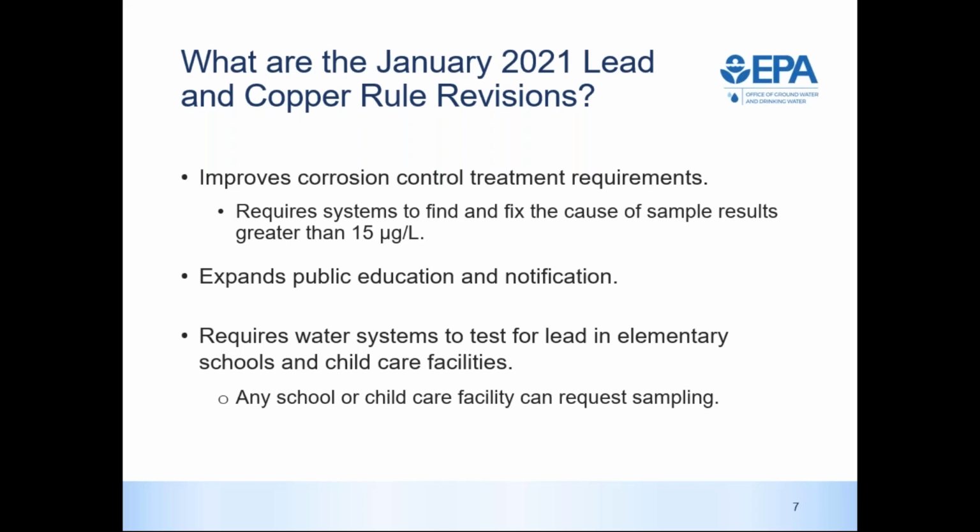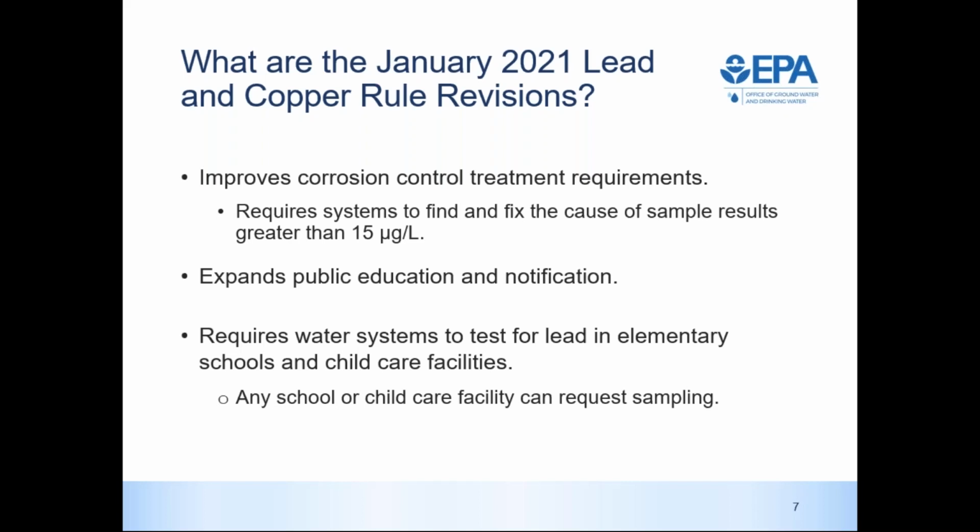The LCRR improves corrosion control treatment requirements and requires water systems to find and fix the cause of lead sample results greater than 15 micrograms per liter. The revision also expands public education and notification. This includes notification within 24 hours to water system customers if the system exceeds the lead action level, and 3-day notification to an individual for a sample result greater than 15 micrograms per liter.